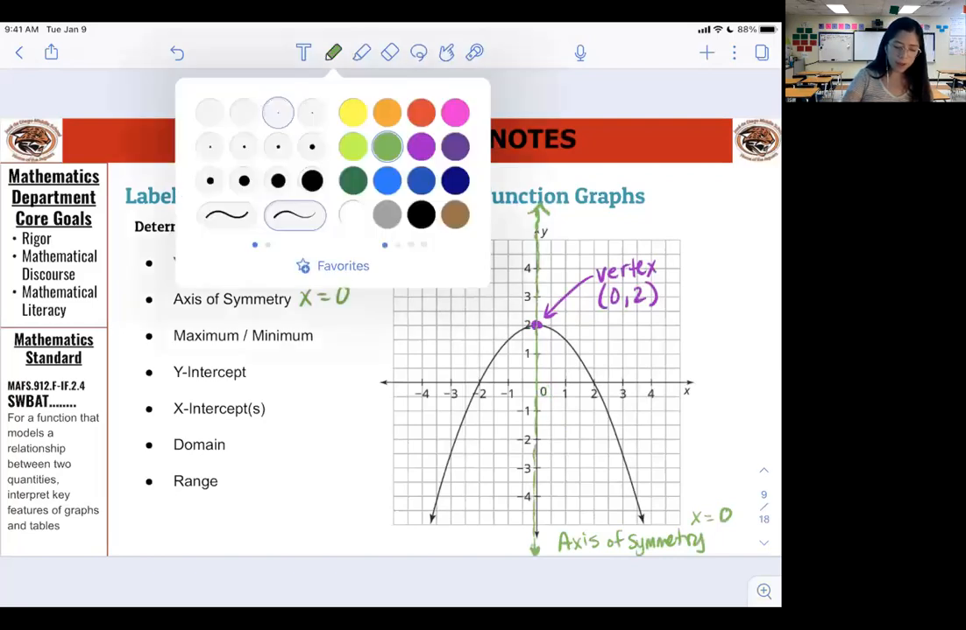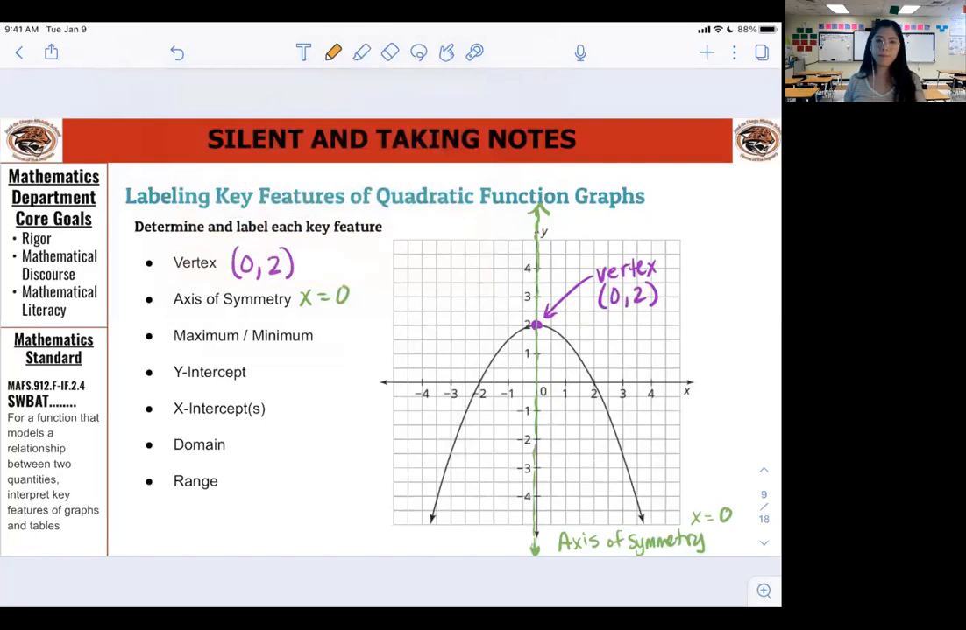Maximum or minimum? What do I have in this case? Do I have a tippity top or a tippity bottom? Tippity top. So I have a maximum.